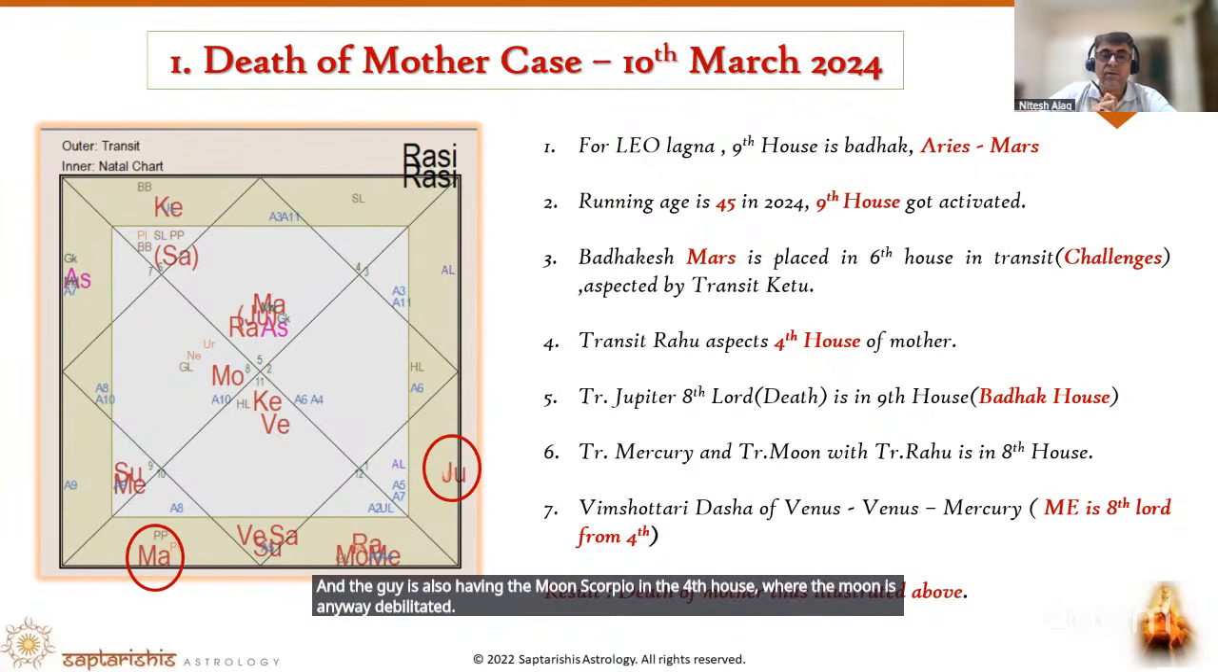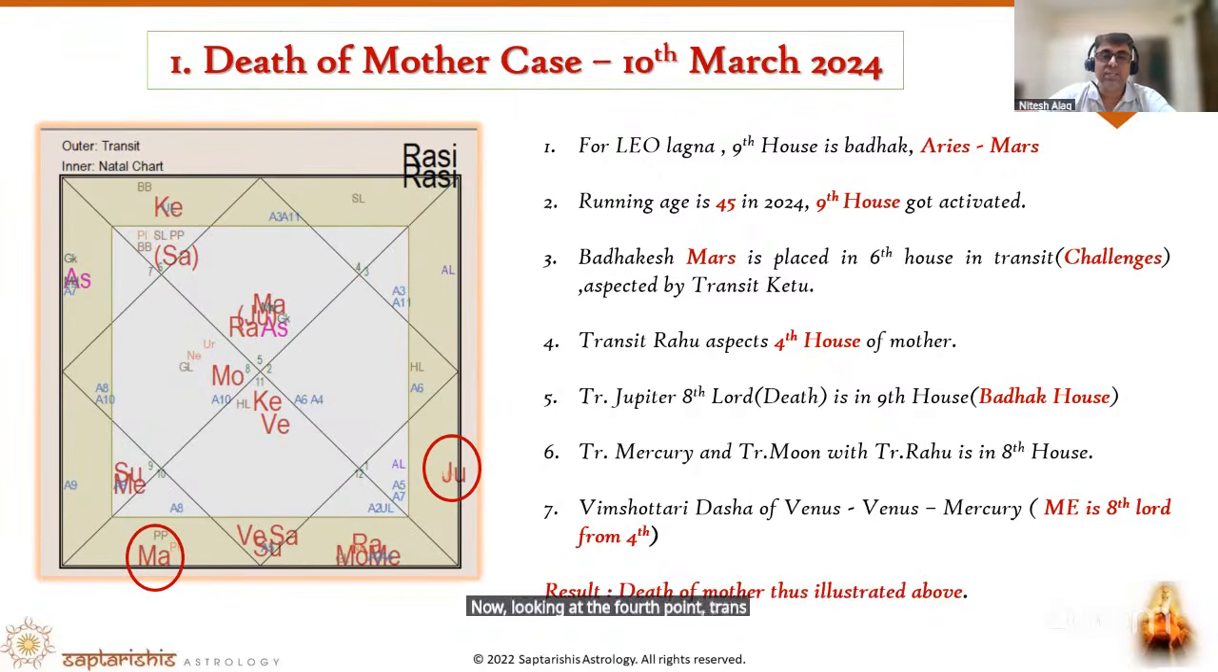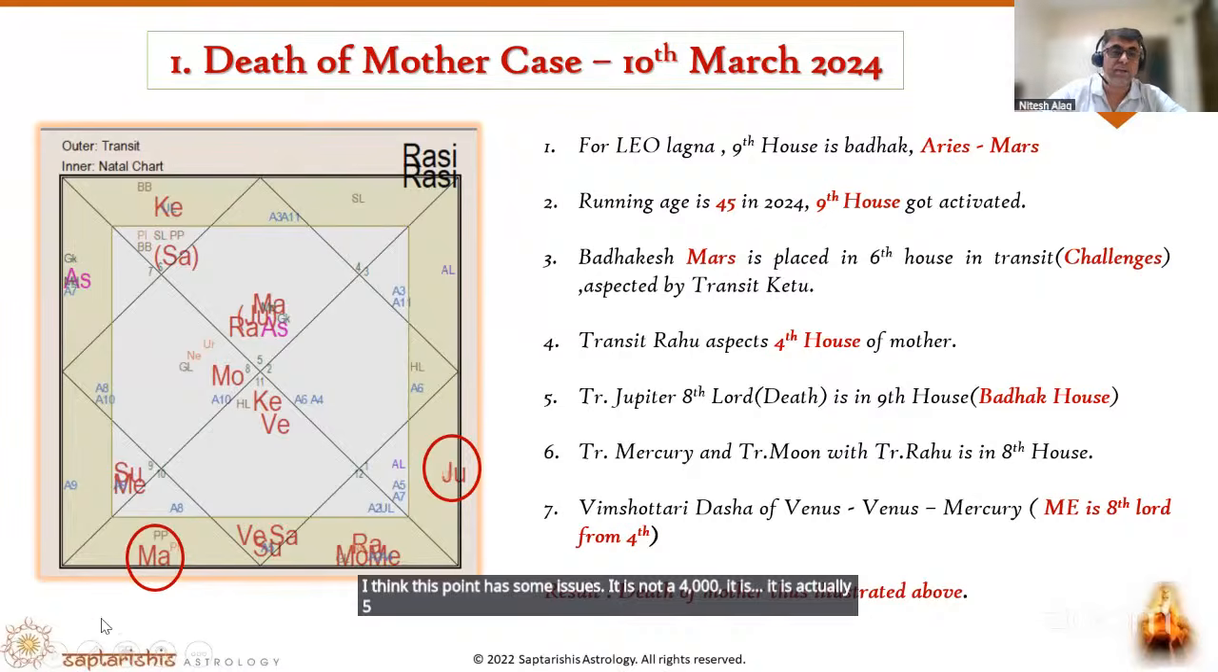Now looking at the 4th point, transit Rahu aspects the 4th house of mother. Just a second. I think this point has some issues. It is not the fourth house. It is actually the fifth house of mother, where Rahu and the Moon and Mercury are sitting together. I'll make the correction over there.